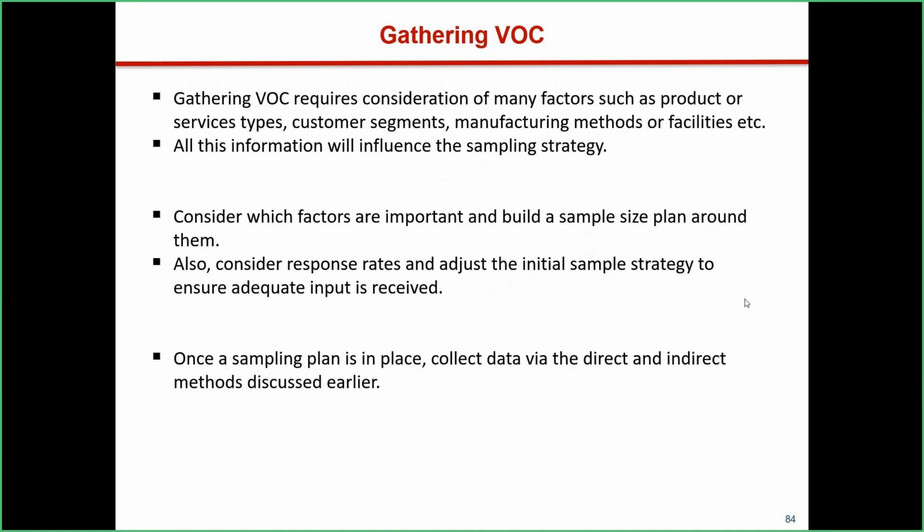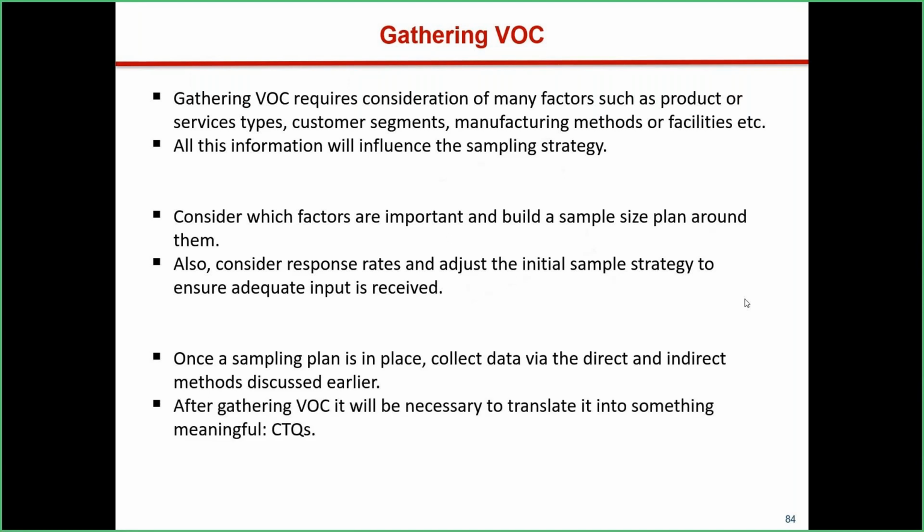Once a sampling plan is in place, collect data via the direct and indirect methods discussed earlier. After gathering VOC, it will be necessary to translate it into something meaningful. That is CTQs, critical to quality.